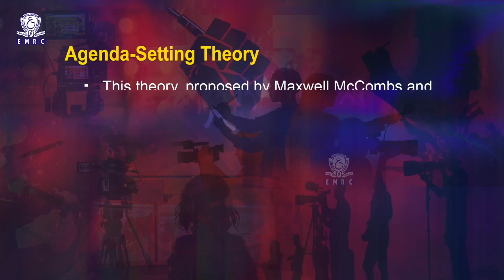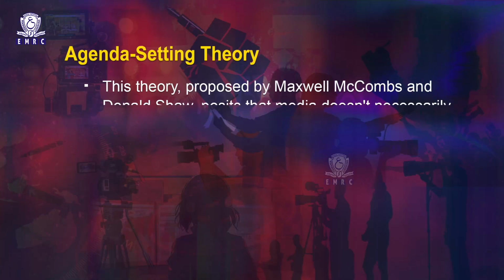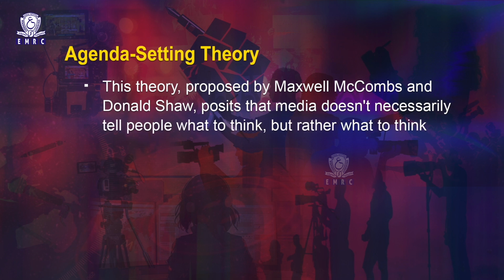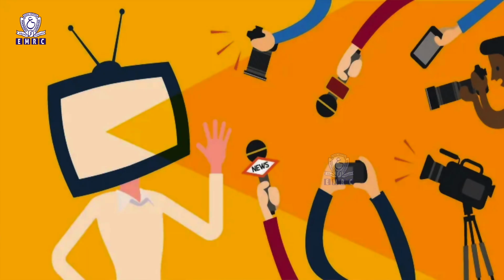Agenda setting theory. This theory, proposed by Maxwell McCombs and Donald Shaw, posits that media doesn't necessarily tell people what to think, but rather what to think about. Media can shape the public agenda by emphasizing certain issues, influencing what people consider important.